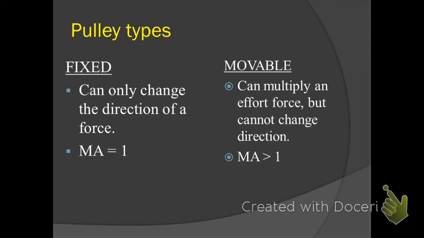MA greater than 1. So this kind does make it easier to lift the object. It does allow you to apply less force and multiplies the force that you apply to the object. So, first formula. This is a general mechanical advantage formula.